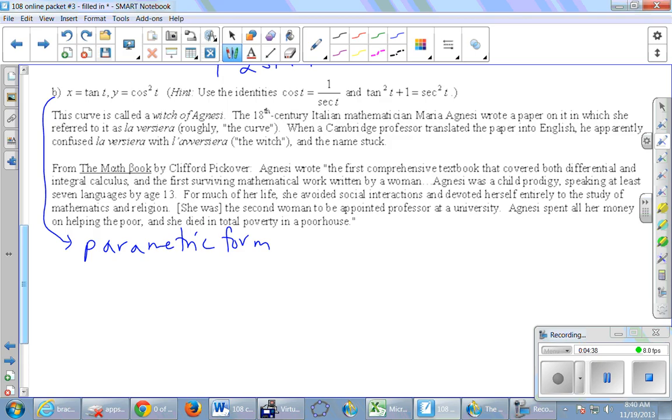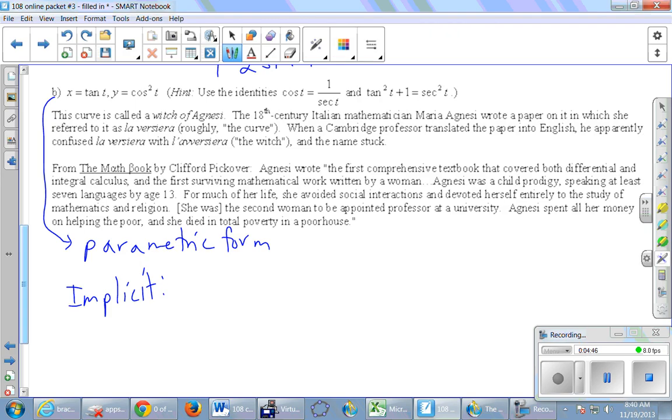In order to get it to be in implicit form, we need to somehow come up with an equation that relates the x and the y. So let's see. There's an identity here. Tan squared plus 1 is secant squared. I recognize that. That's one of our Pythagorean identities. I see a tan, and I want a tan squared. So how about we square both sides of that guy? So x squared is equal to tan squared, easy enough.